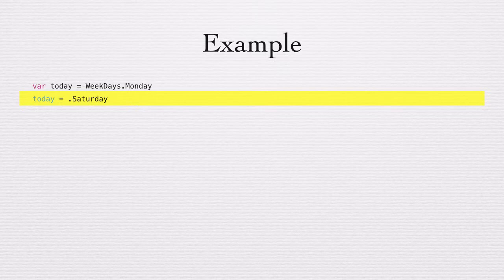In this statement, we modify the value of variable today. The right-hand side of the expression just uses the dot notation to specify a different member value. We need not mention the enumeration type as from the left-hand side of the expression it is known that only a member of weekdays data type can be assigned to it.